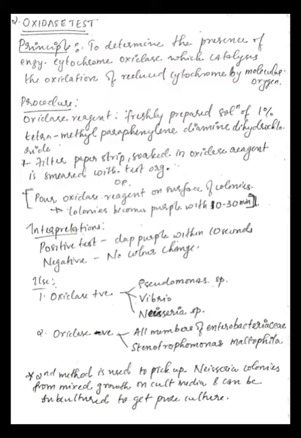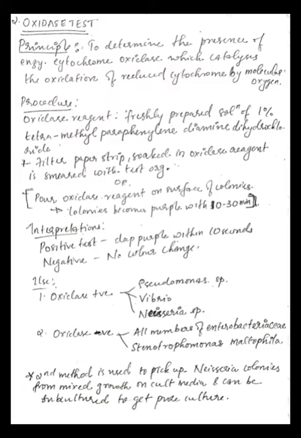If there is a deep purple color within 10 seconds, that is an oxidase positive test. If there is no color change, then the oxidase test is negative. There is another procedure, pouring the oxidase reagent on the surface of the colonies, and if the colonies become purple within 10 to 30 minutes, then also the oxidase test is positive.